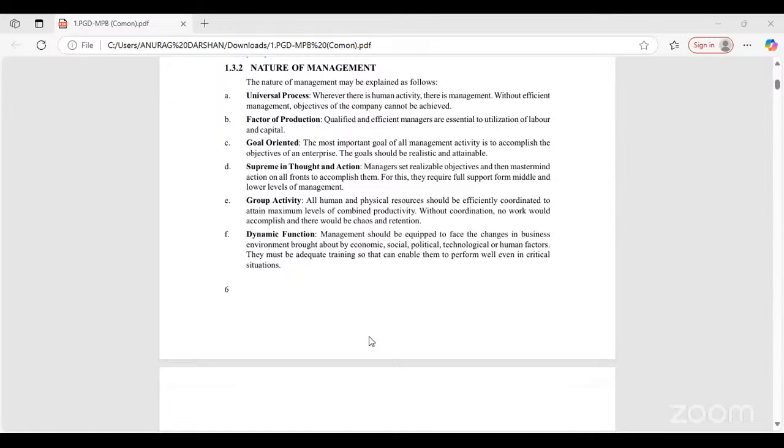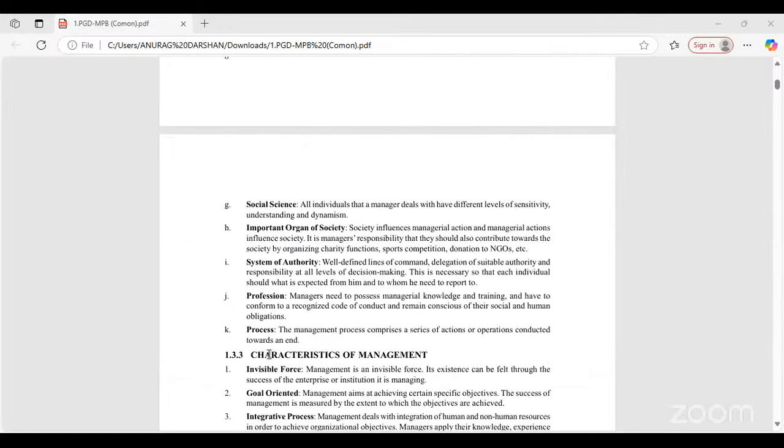The team members will be assigned certain tasks. Each member is assumed to complete the task so that the final output, or the final goal, will be achieved. That is the group activity that management does. And it is a dynamic function, so it cannot be static.